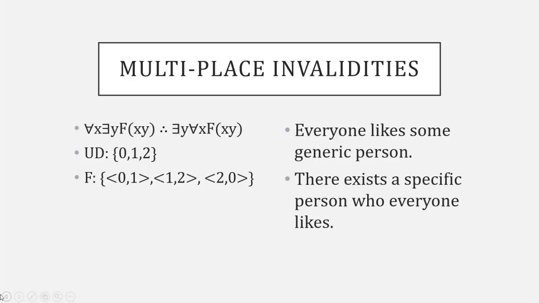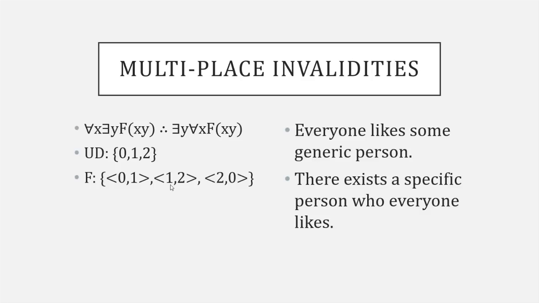So if we say, stick 0 in here, then there's at least one thing that stands in the F relation to 0, but not everything. Same thing with 1. Not everything stands in the F relation to 1, or X, so you can't plug in any X, and the same thing for 2. Okay.